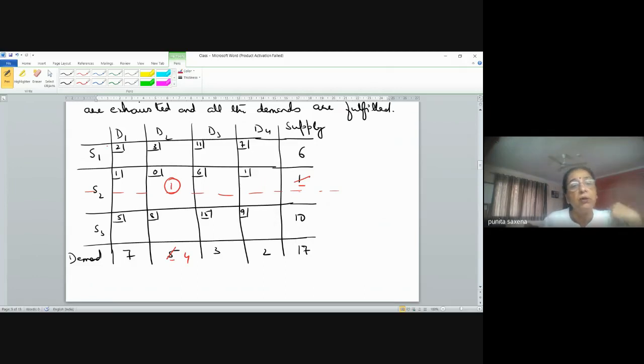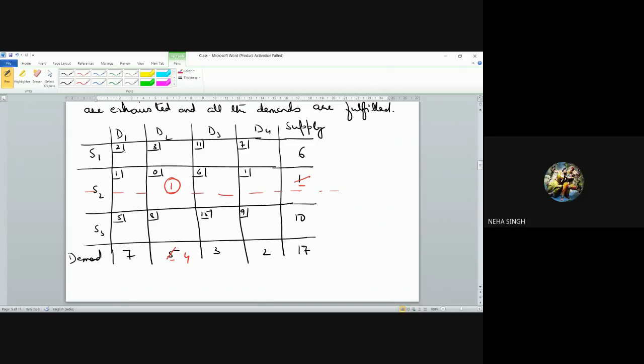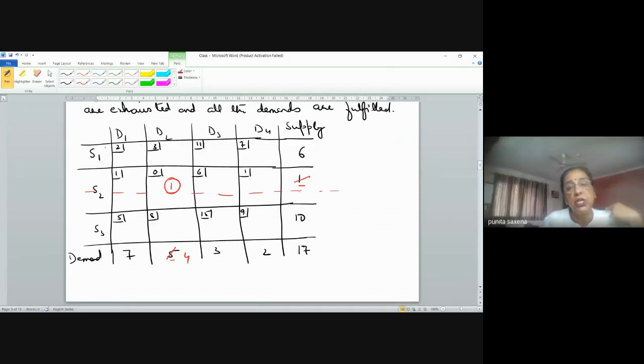So now it has to be a choice between 2, 3, 11, 7, 5, 8, 15, and 9. So how much is the lowest? 2. Right. So we allocate as much as possible here. And how much is possible? It has to be a minimum of 6 and 7. So how much do we allocate? 6. So as a result, this gets exhausted and this is left with still one more to be supplied. But the moment this gets exhausted, this row also gets fulfilled, so it cannot be considered now.